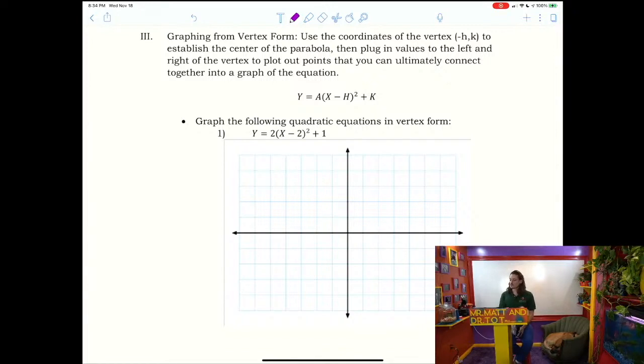So for the vertex form, we use the coordinates of the vertex, which is negative h comma k, to establish the center of the parabola. Then plug in values to the left and right of the vertex to plot out points that you can ultimately connect together into a graph of the equation. Now, what's tricky is that this value in the vertex form has a negative sign attached to it. The h value, you have to remember, is opposite common sense.